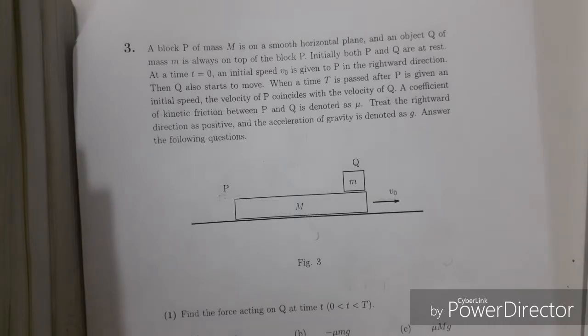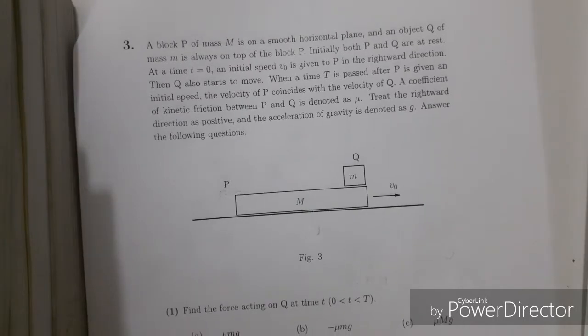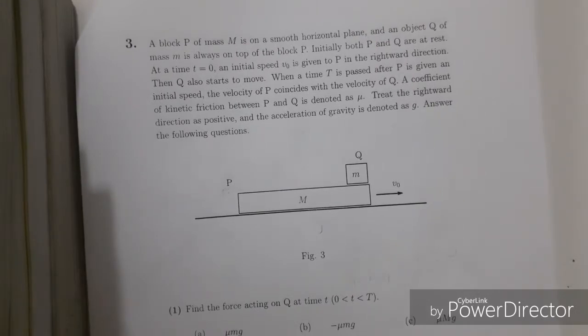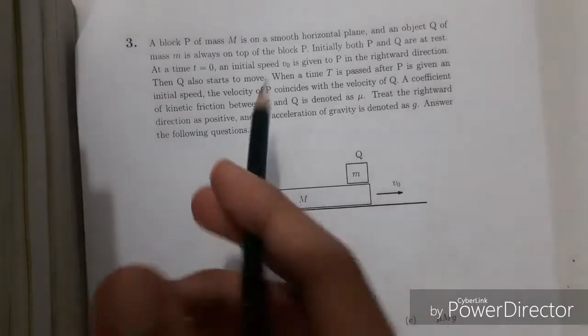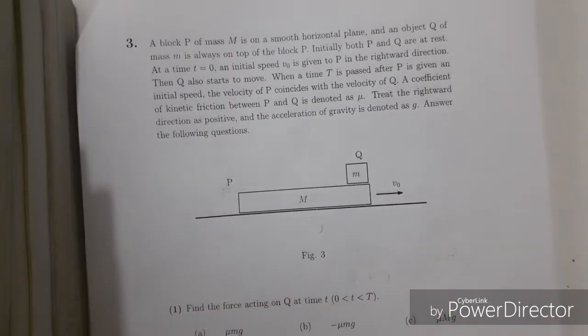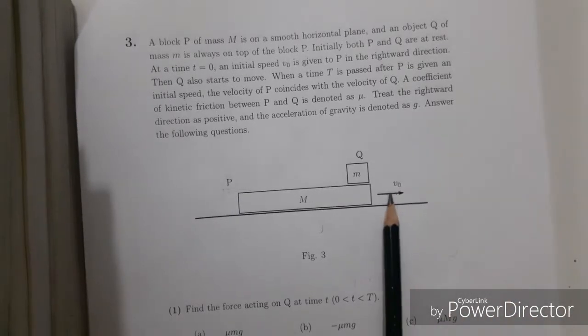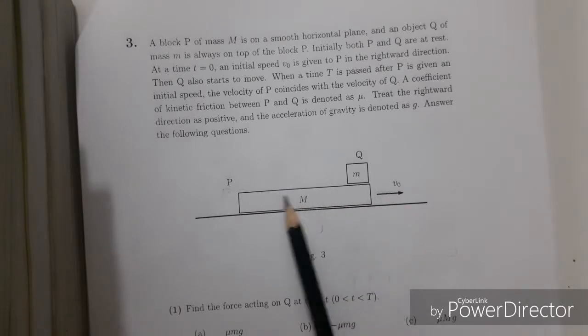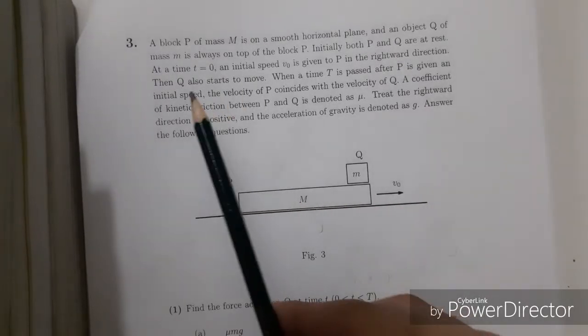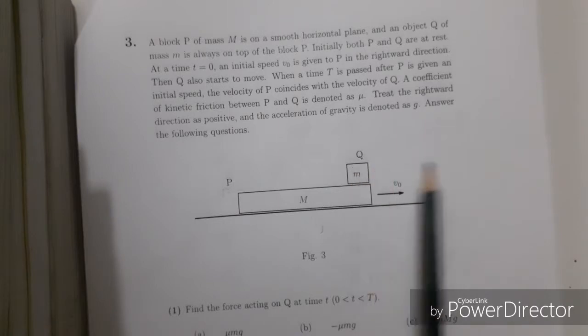And this particular question is relating to the particle dynamics. Now you see there are stacked blocks. Now read the question. A block P of mass M is on a smooth horizontal plane and an object Q of mass m is always on top of the block P. Initially, both P and Q are at rest. At the time t equals 0, an initial speed of v0 is given to P in the rightward direction. Then Q also starts to move.